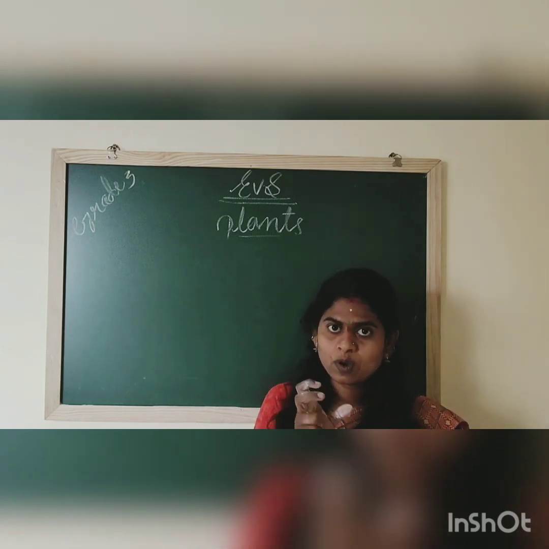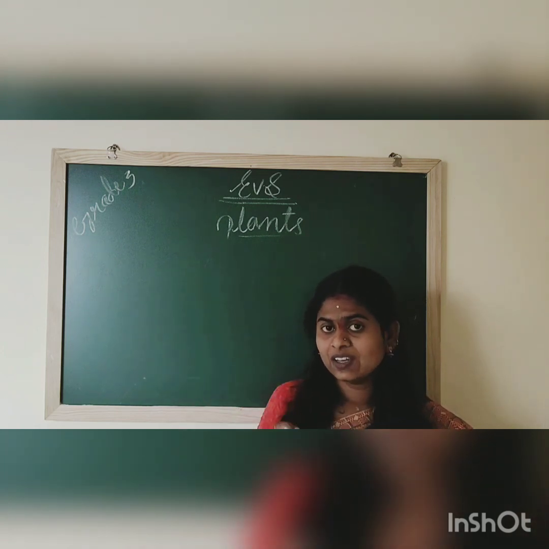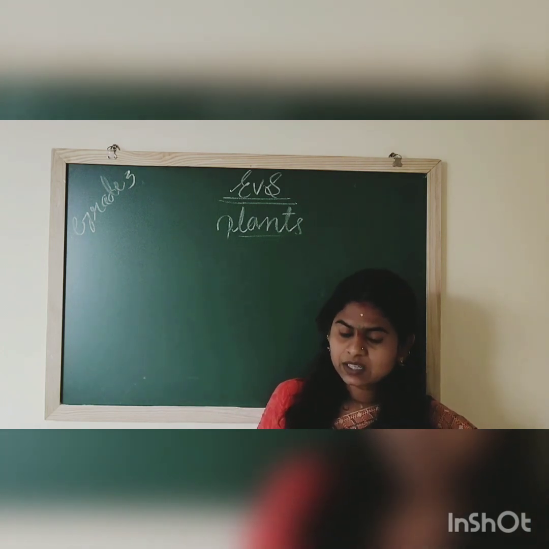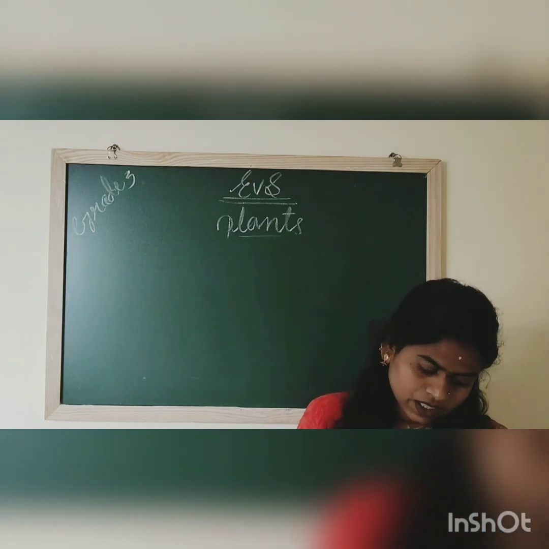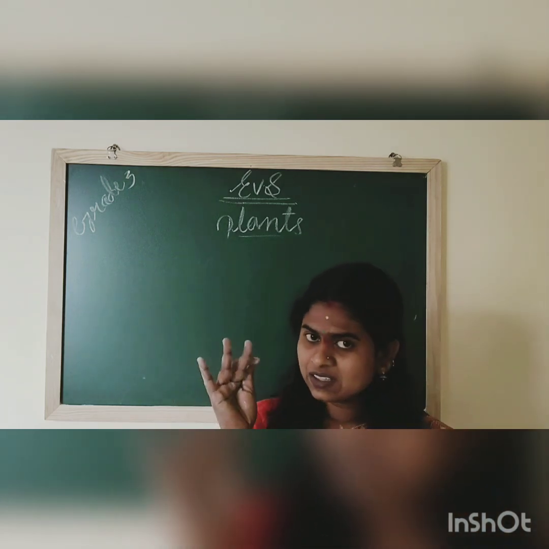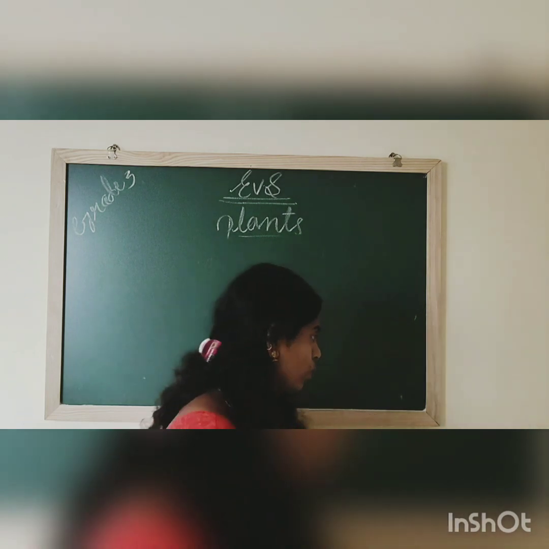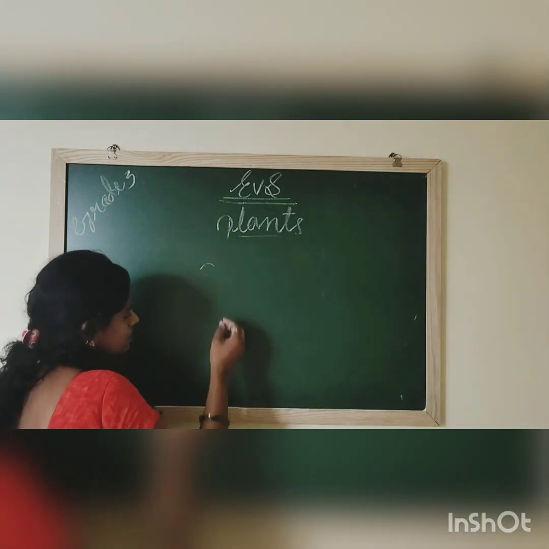Cactus and date palms are the kinds of plants which grow there. The cactus diagram is given in your textbook. You can observe that there is less rainfall. Okay, what kind of climate is there in deserts?